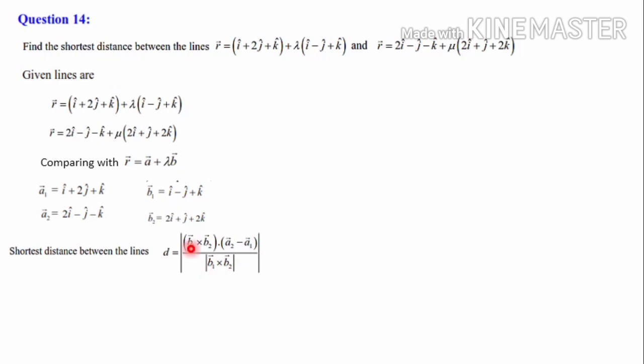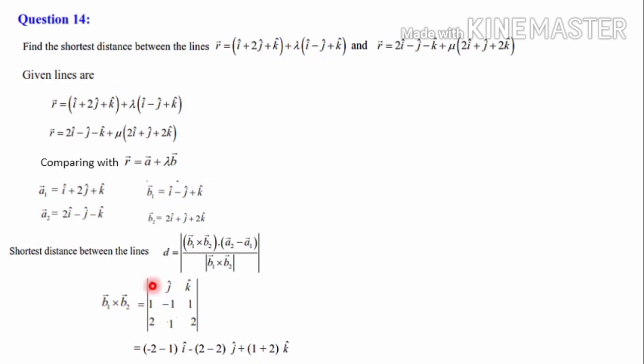So first of all we have to find b1 cross b2. b1 and b2 are written here. Then the determinant: first row is i, j and k. Second row we will write the first vector's components, that is 1, minus 1, 1. Third row will be the second vector's components, 2, 1, 2.